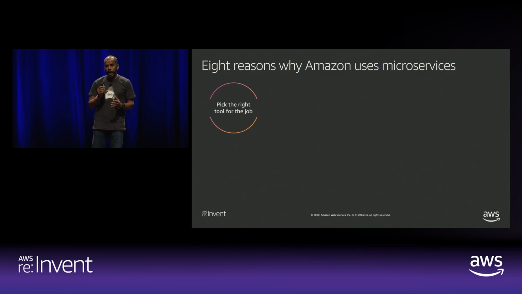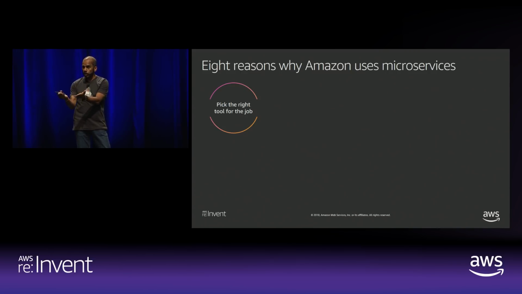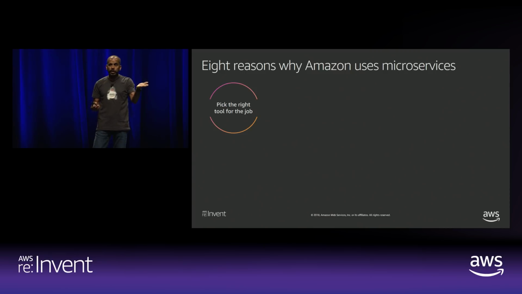Now, 8 reasons why Amazon uses microservices. First of all, one size does not fit all. With a monolith, you are forced to select the lowest common denominator. With microservices, because your scope is small and you are doing focused innovation, you can pick the right tool for the right job. So if today Node happens to be the right language for you, you can continue to use it. But if tomorrow Go happens to be the right language for you, you can switch your platform as long as you're honoring the contract of the API.